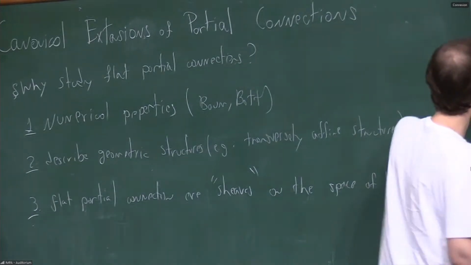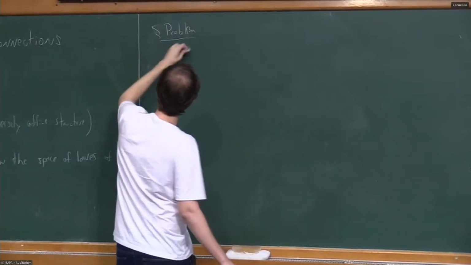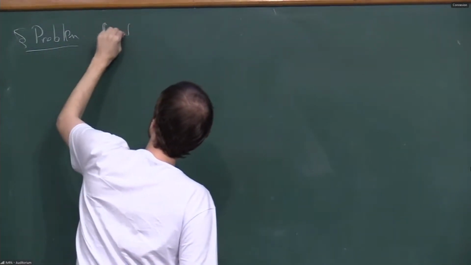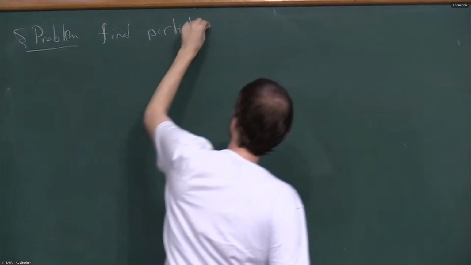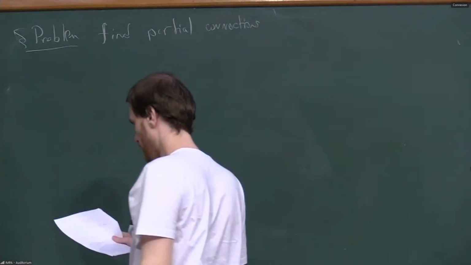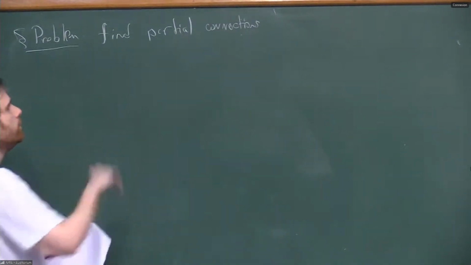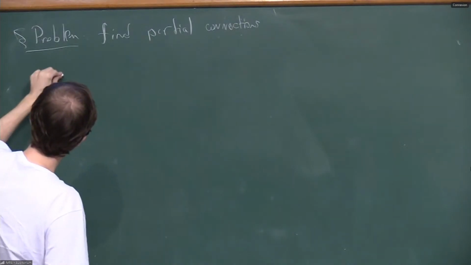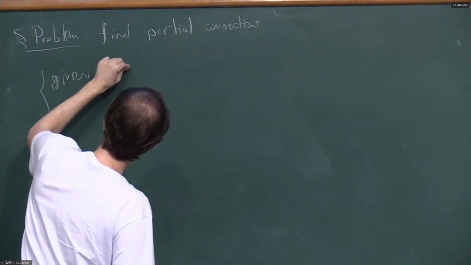And the problem is the following general problem: find partial connections. Okay, I can give you an easy way to find new partial connections. Suppose that you are given a set of partial connections. So, given partial connections.